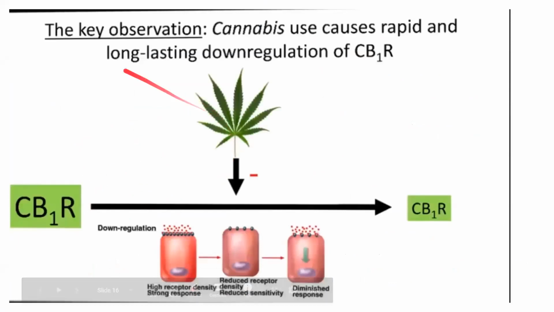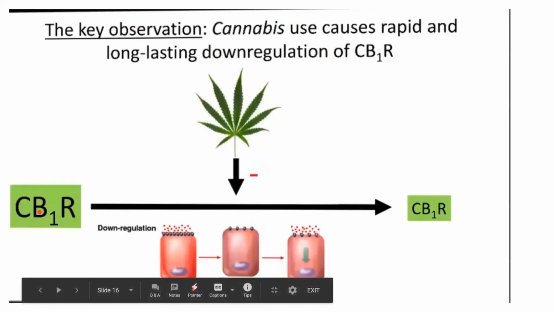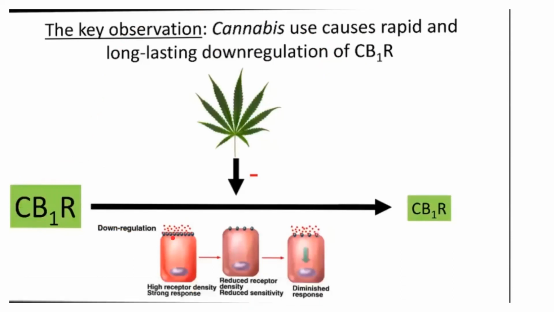Now what actually helps? The best observation was this: cannabis use causes rapid and long lasting downregulation of CB1 receptors. That is the interesting thing about cannabis. If the system is upregulated, it downregulates. If it is downregulated, it upregulates. That is how amazing cannabis is. So if you give cannabis to an obese system, it downregulates the CB1 receptor. When the CB1 receptor is downregulated, you see so many changes.